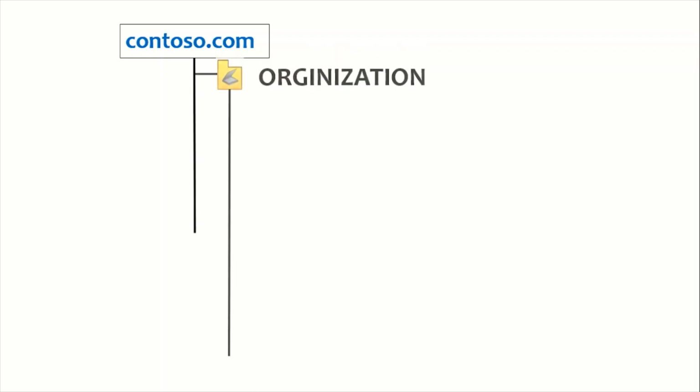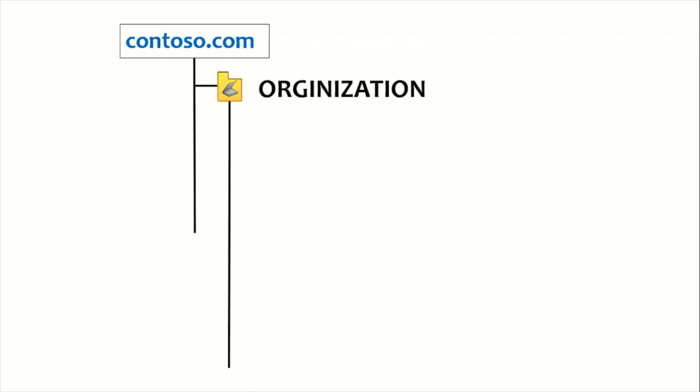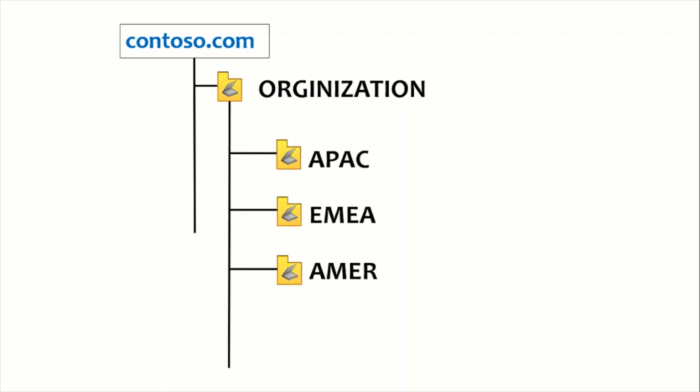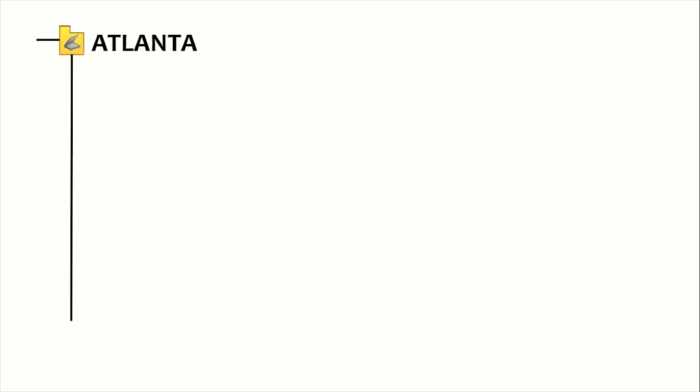So we have Contoso.com. This is the root of Contoso. We have Organization as an OU. We have APAC, EMEA and America. Under America we have the country USA, and under USA we have Atlanta as our office. So let me continue with Atlanta now. This is the root of Atlanta.